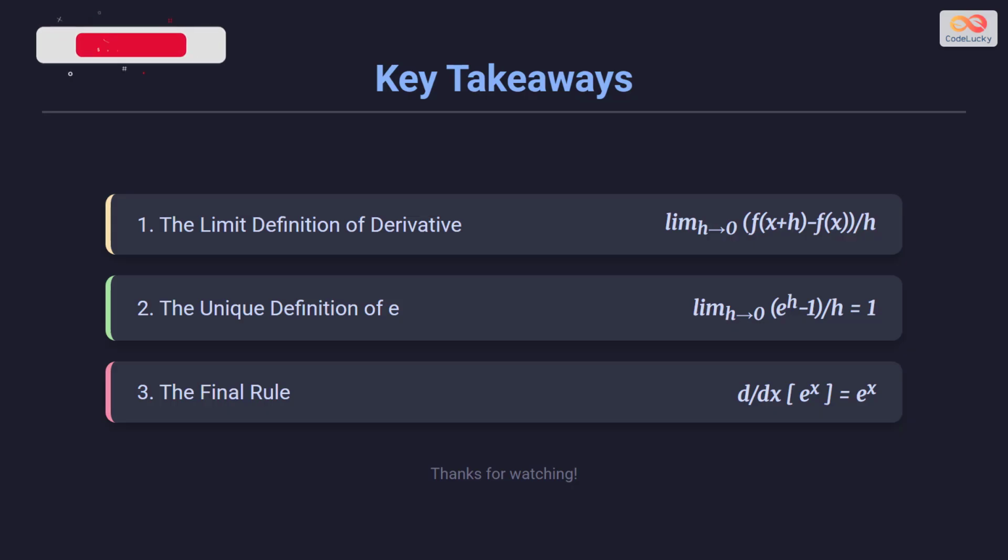To summarize, we used the limit definition to find the derivative. We defined e as the number that simplifies that limit to 1. And finally, we established that e to the x is its own derivative, a unique property in calculus.